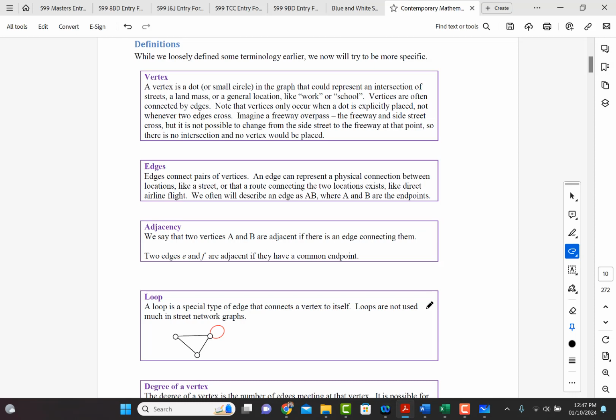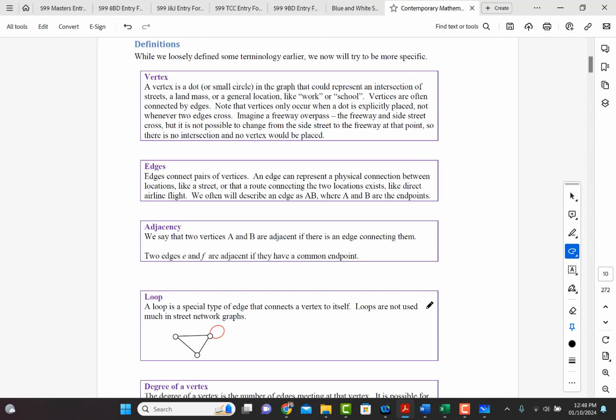Okay, now edges. Okay, so the definition of an edge goes like this. Edges connect pairs of vertices. An edge can represent a physical connection between locations, like a street, or that a route connecting the two locations exists, like direct airline flights. Okay. We often will describe an edge as a combination of letters like AB that are next to each other, right? That are sequenced, right? So AB, where A and B are the endpoints.